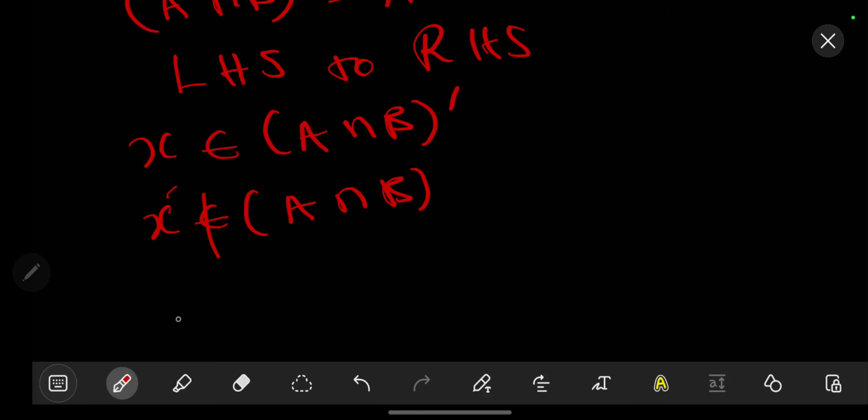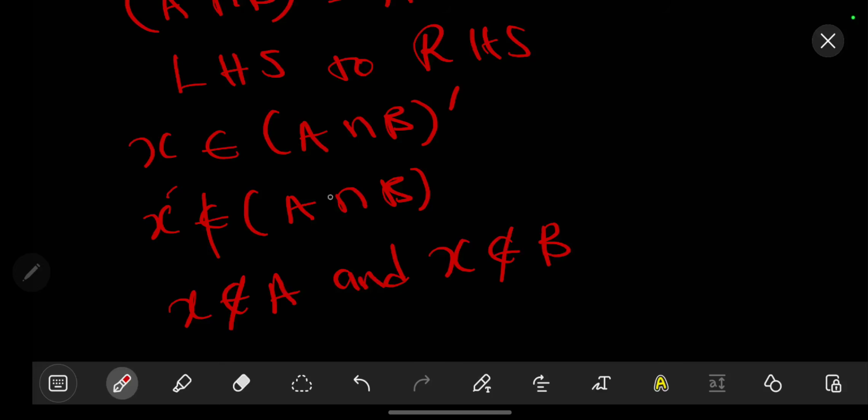Therefore, this means that you can actually expand this. You have X is not a member of A, it will be like this. Then where there is an intersection, you are going to put and. X is not a member of B, like that. So by doing this, you are saying that X is not a member of A and X is not a member of B, because intersection means and.